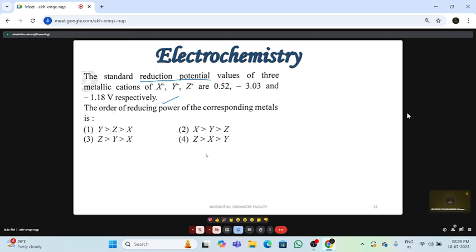Okay. The metal which has the lowest reduction potential will get oxidized, and that will be the best reducing agent, right? So Y2 plus has the lowest value, which is minus 3.03. So it will get oxidized, and that is the best reducing agent. So the answer is option A, right?